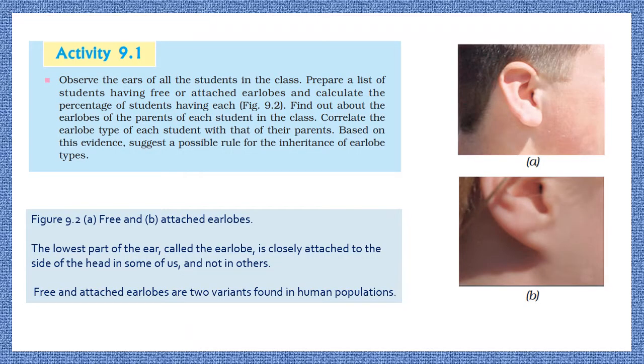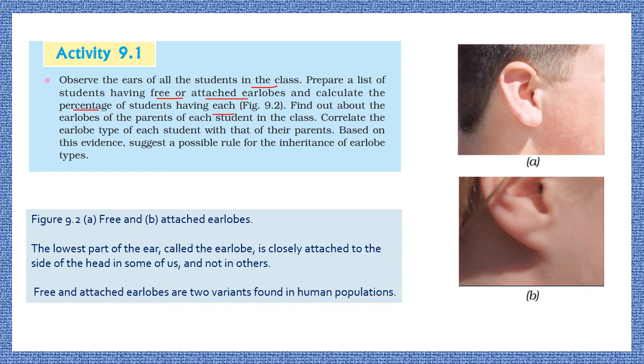One activity is given in your book. Let me explain the activity. It says to observe the ears of all the students in your class, and then prepare a list of the students having free or attached earlobes, and then calculate the percentage of the students having each. Each means free or attached earlobes.